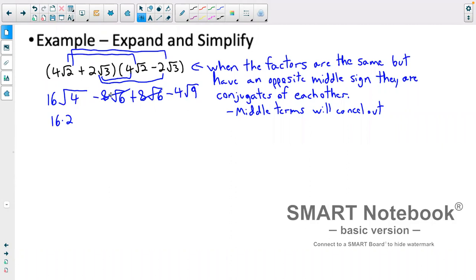So if that deals with that part of it, then we've got negative 4 times the square root of 9, which is 3. So 16 times 2 is 32. Minus 4 times 3, so minus 12. 32 minus 12 is 20. So also when you have a situation like this, you will usually end up without any radicals in the end. Okay, on to the next example.